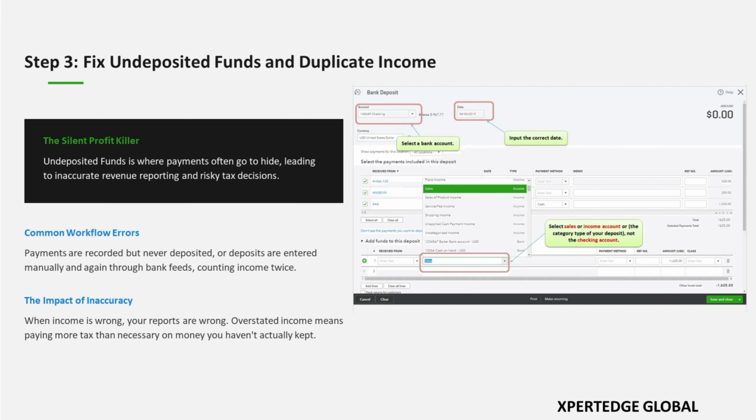Next, take a hard look at undeposited funds. This is one of the most common problem areas in QuickBooks. Payments often get recorded but never deposited, or deposits are entered manually and again through the bank feed. The result is income being counted twice, which makes profits look higher than they actually are and can cause you to overpay taxes. Every payment in undeposited funds should have a clear path to a real bank deposit.